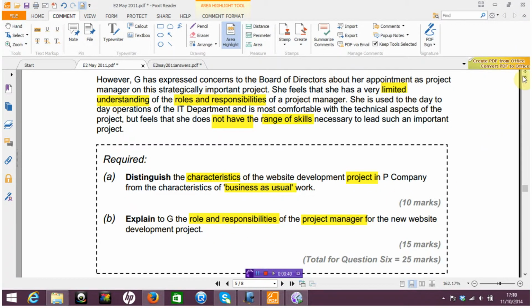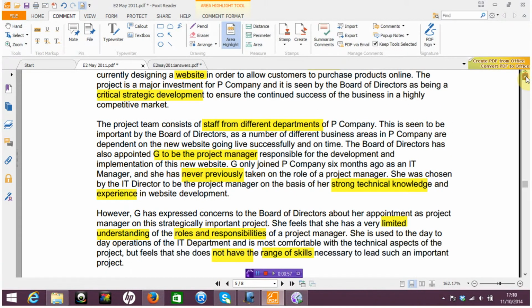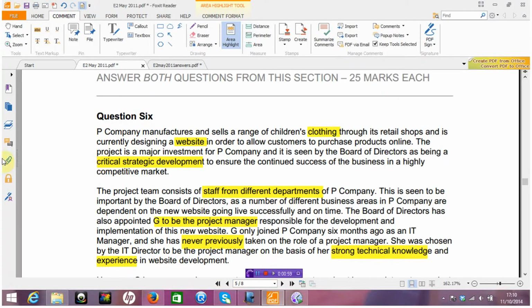of a project manager. So quite a commonly examined topic, certainly part B, not so much part A, but just this idea of, what is the role of a project manager and what are the requirements and responsibilities associated with that role. So let me take you through the nuts and bolts of the scenario here. Quite a long one for us, and one or two areas are helpful, others not so much.